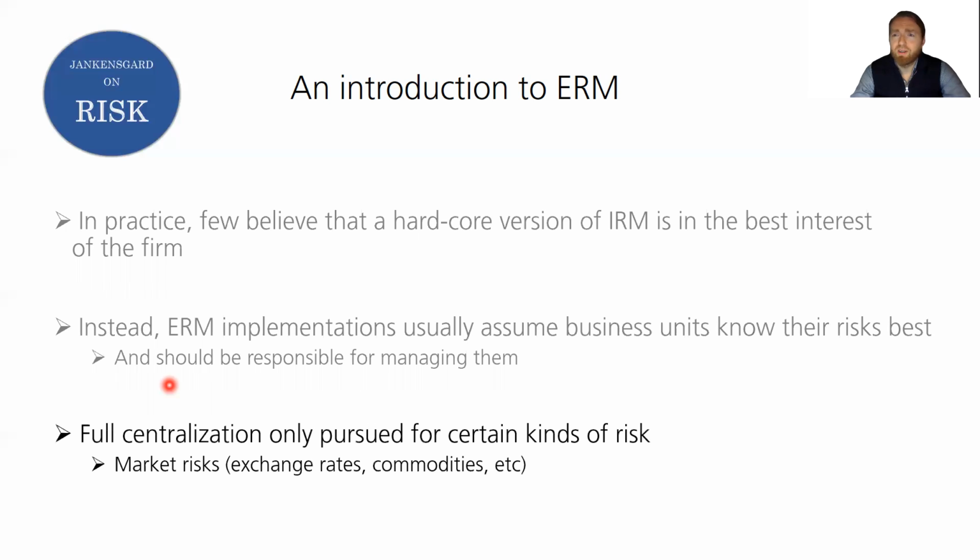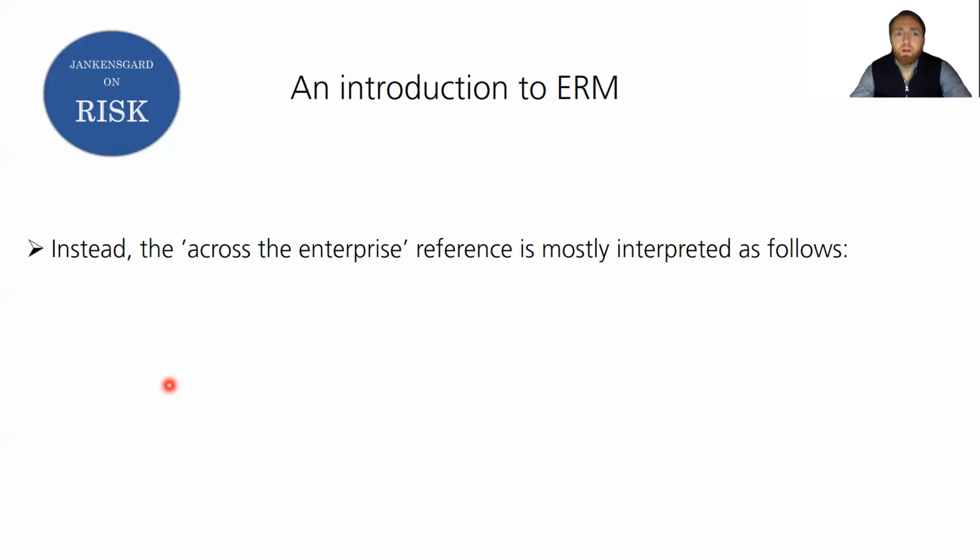So full centralization, you should expect that to happen mostly in the market risk category, where the preconditions are such that you can, with some level of success, actually centralize the whole thing and run that from a treasury function or similar. So that's important.